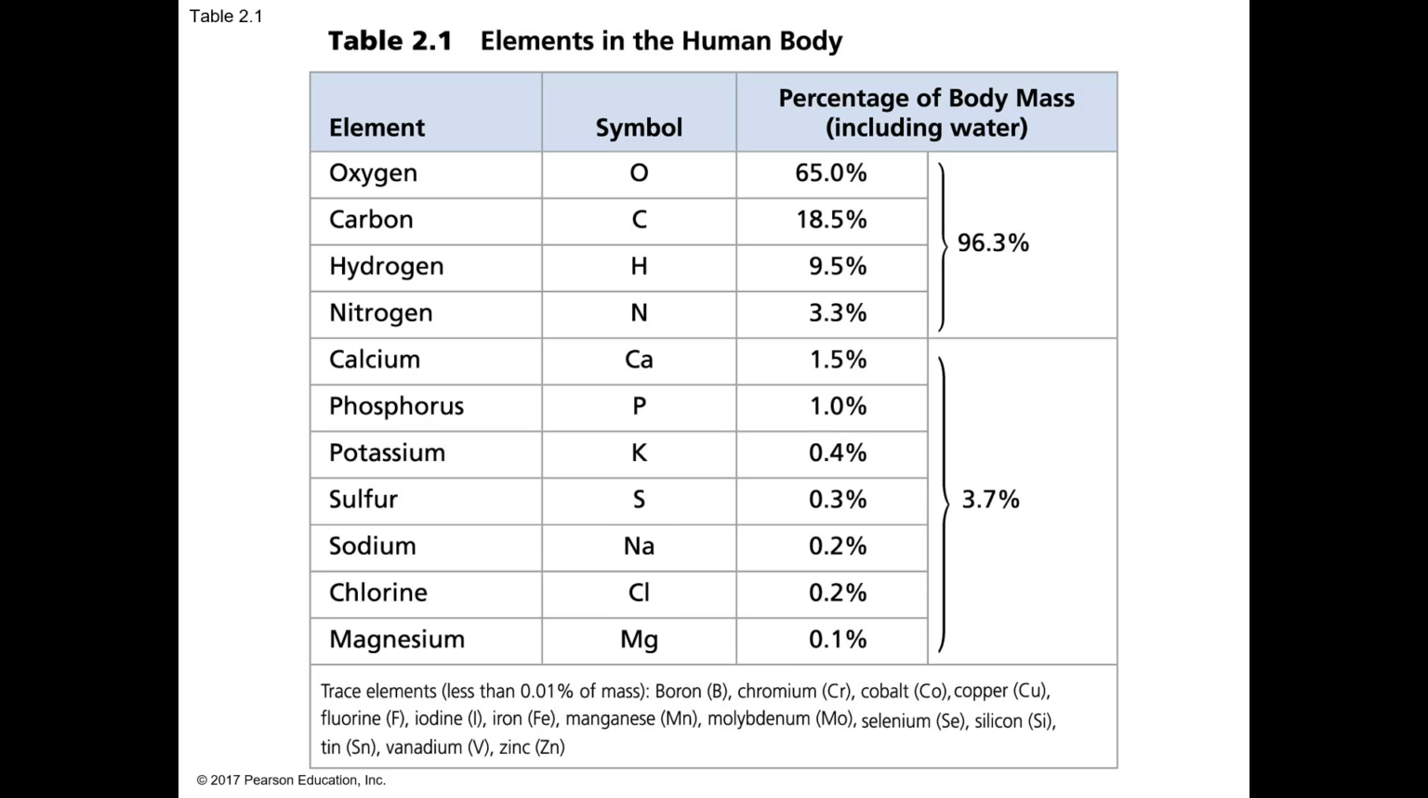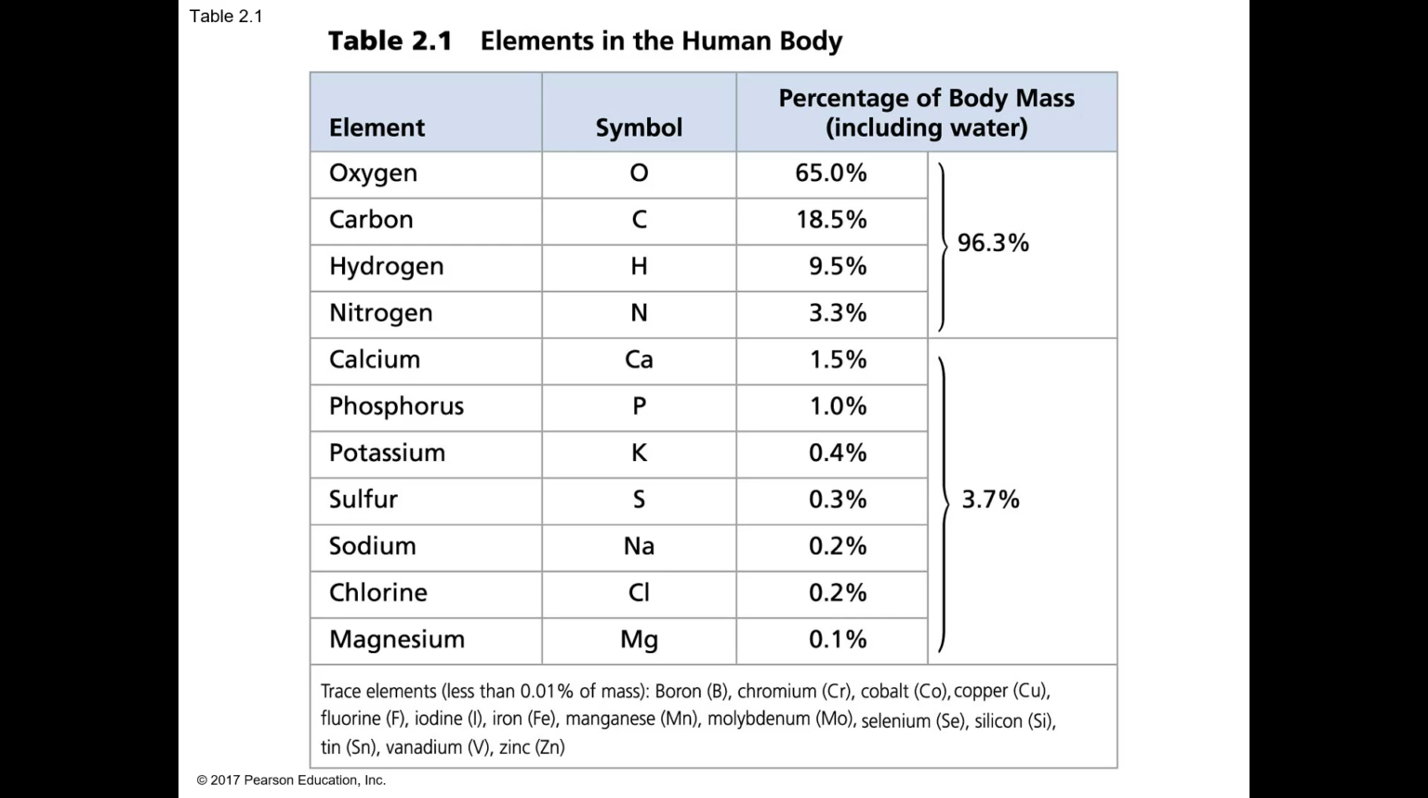Okay, here in this table, you can see the elements in the human body. On the left column, you have the elements, and in the middle column, the symbols, and the percent of body mass, including their constituency in water. So you have oxygen, carbon, hydrogen, nitrogen making up 96.3%, and then calcium, phosphorus, potassium, sulfur, sodium, chlorine, and magnesium making up another 3.7%. You add that all up, you get to just about 100%.